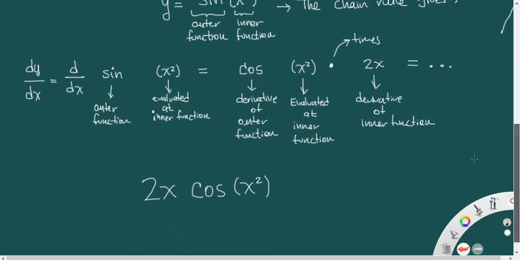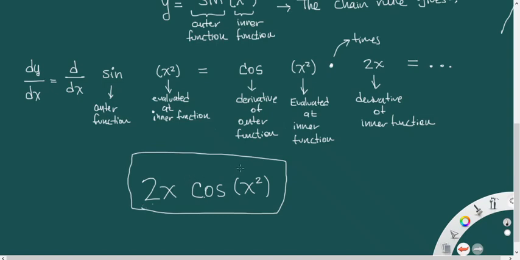So the result is 2x, which is the derivative of the inner part, times the cosine, which is the derivative of the outer function evaluated at the inner function. So it's 2x times the cosine of x squared. And this is the result of applying the chain rule to this function.